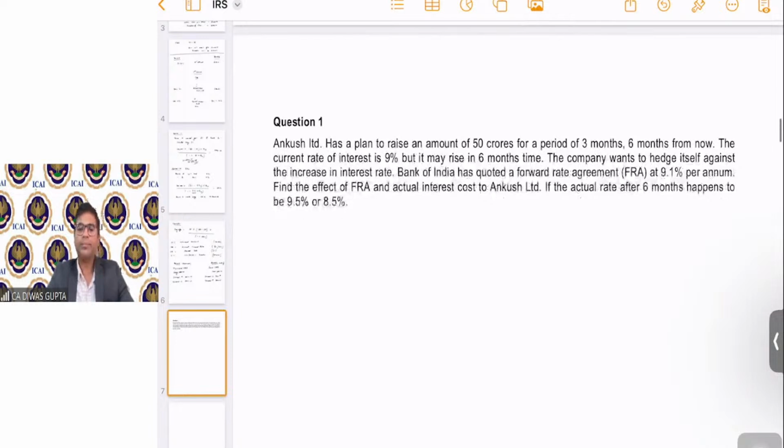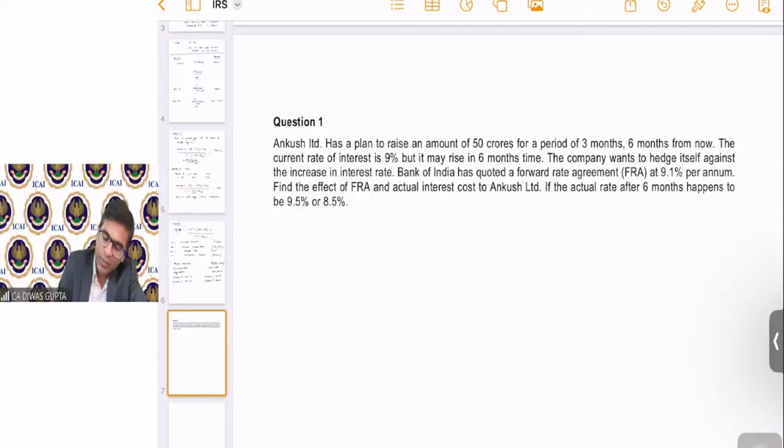Question number 1. We are moving ahead to question number 1, students. Ankush Limited has a plan to raise an amount of rupees 50 crores for a period of 3 months.